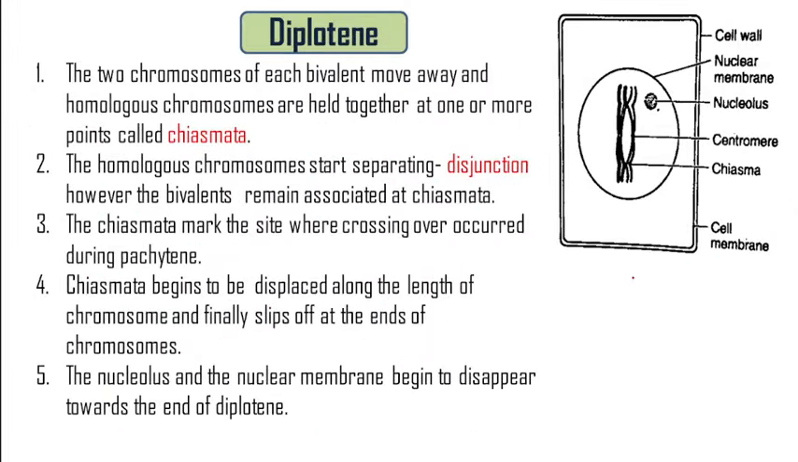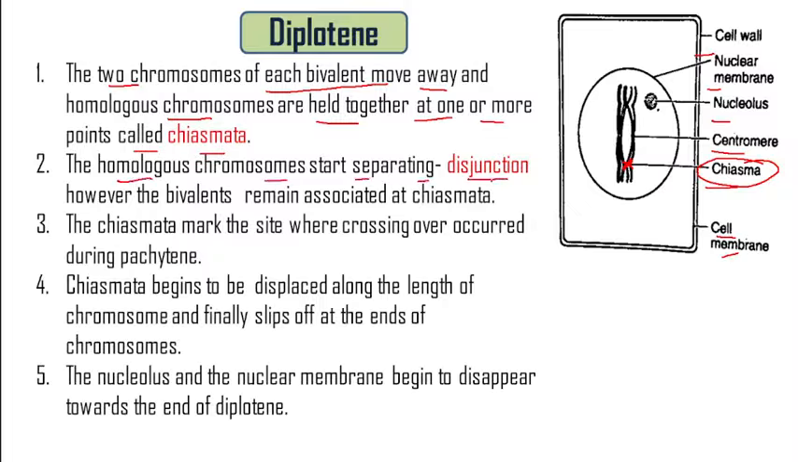Diplotene: you can see cell wall, nuclear membrane, nucleolus, centromere, chiasma or the chiasmata and cell membrane. So this is the important characteristic of this particular stage. This cross-like structure which forms after the crossing over has taken place is referred to as chiasmata. The two chromosomes of each bivalent move away and homologous chromosomes are held together at one or more points called chiasmata. The homologous chromosomes start separating.